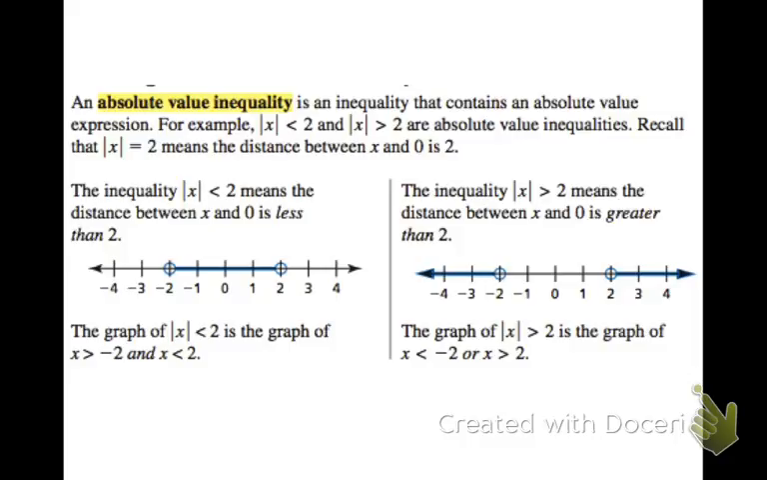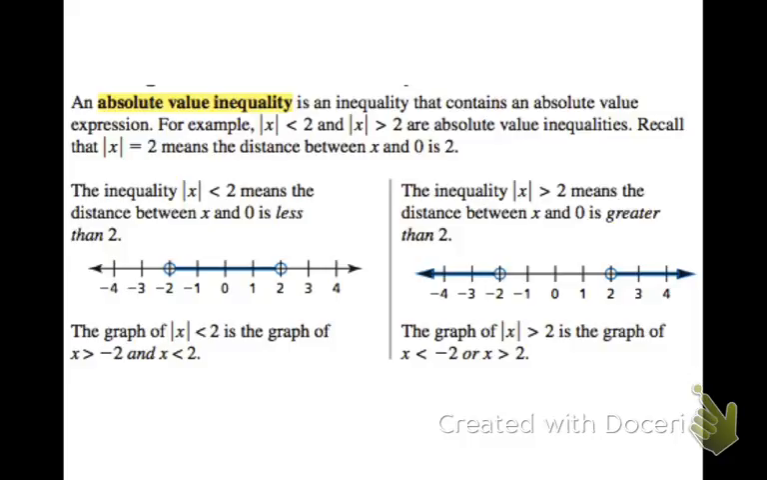An example is the absolute value of x is less than 2 and the absolute value of x is greater than 2. We'll recall that when we talk about the equation, the absolute value of x being equal to 2, it means that the distance between x and 0 is 2. By definition, the absolute value is the distance from 0. So in the inequality, when you have the absolute value of x less than 2, it means that the distance between x and 0 is less than 2. It means that the value of x is between negative 2 and 2 to make up that distance.